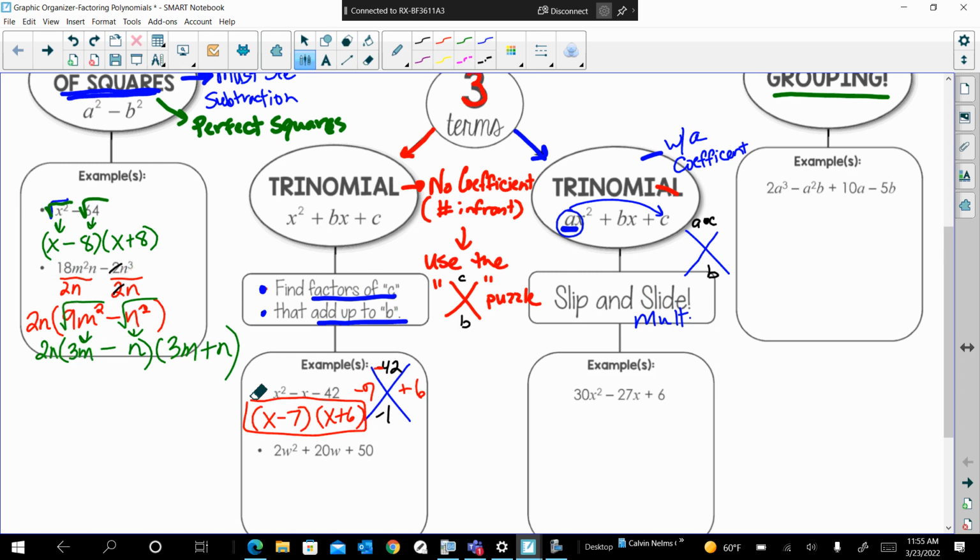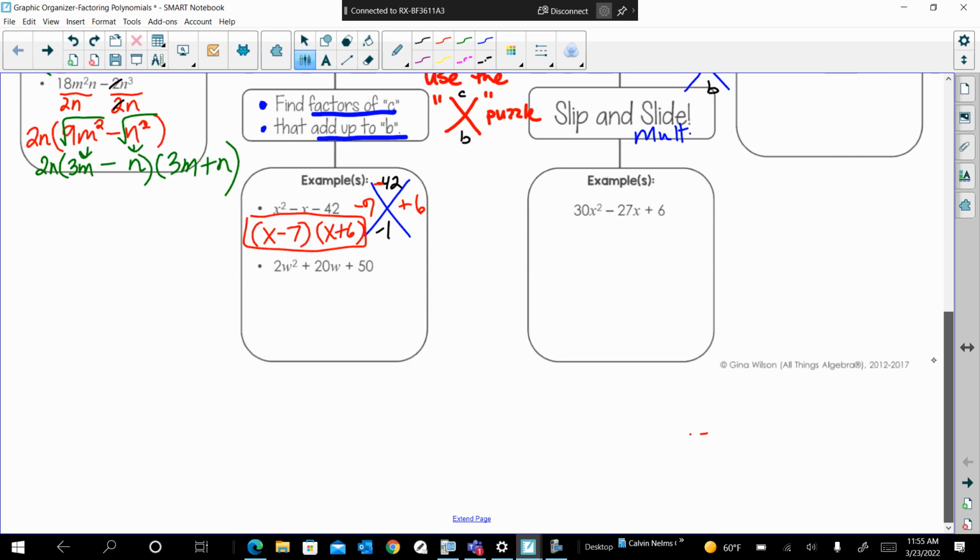Now for the second example we have here, I'm just going to scroll up so we can see it. I check and I see a GCF between all three terms. What would be the GCF between the three? Yeah, so we're going to divide everything by 2 first. Okay? So the 2 is going to go in front of the parentheses. This will leave me with w squared plus 10w plus 25.